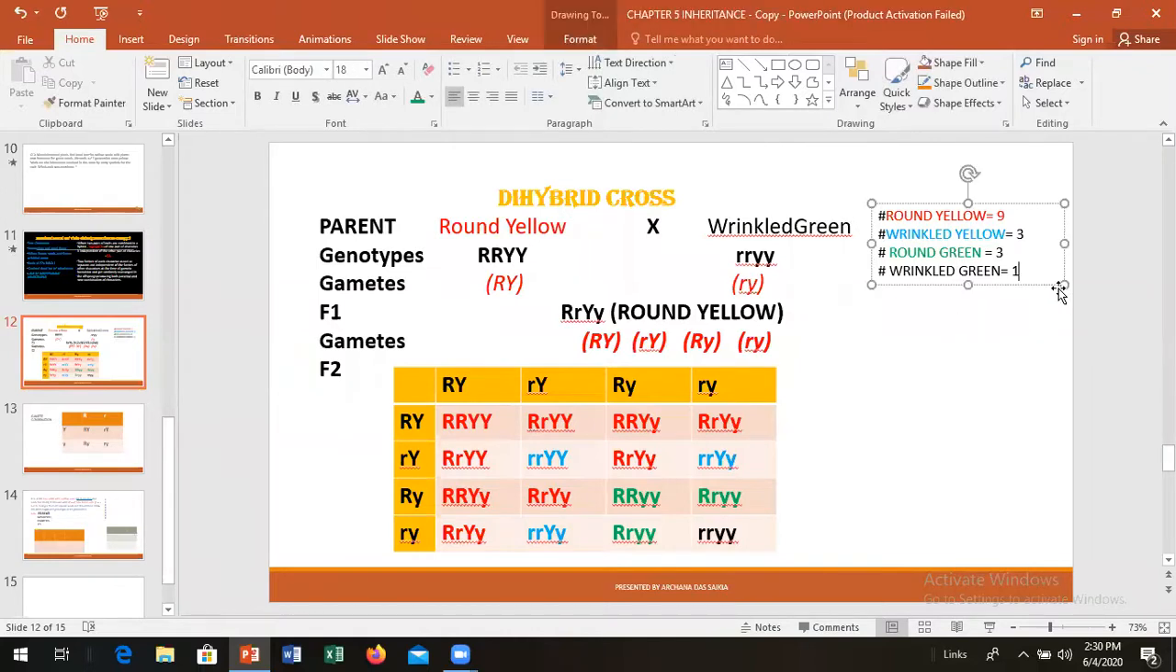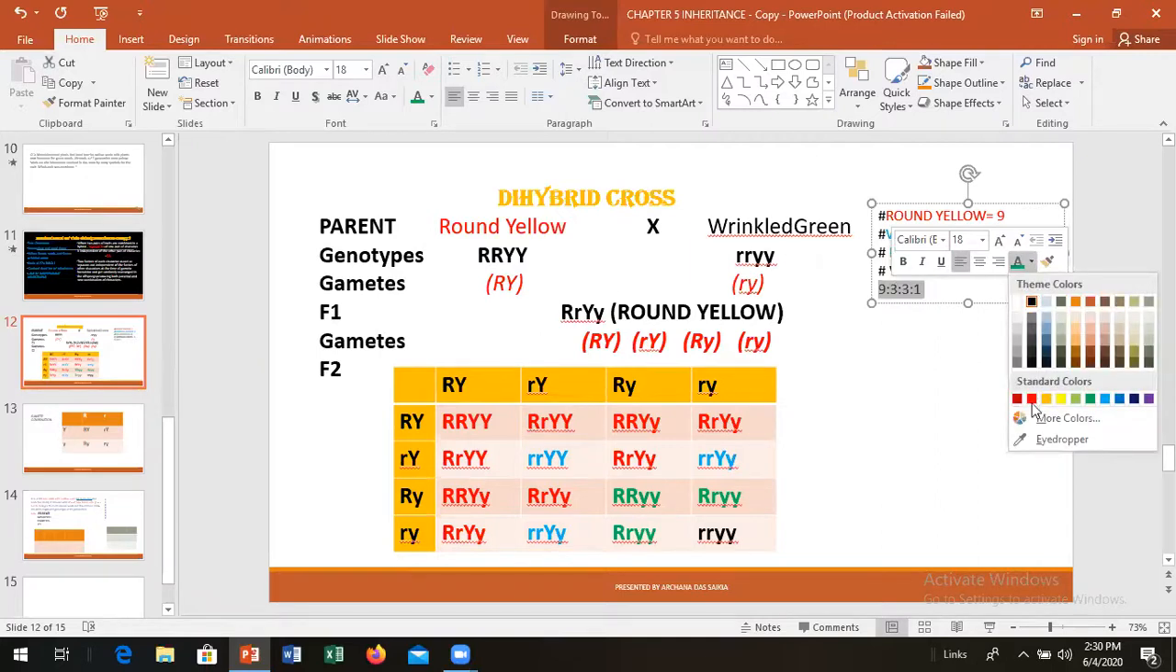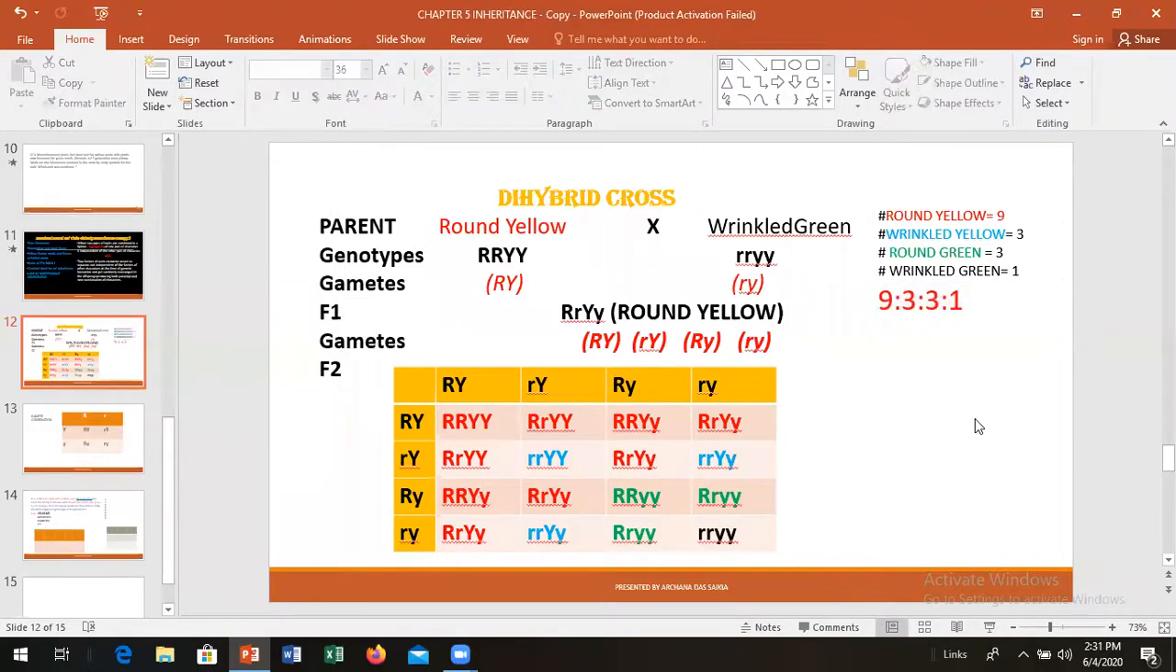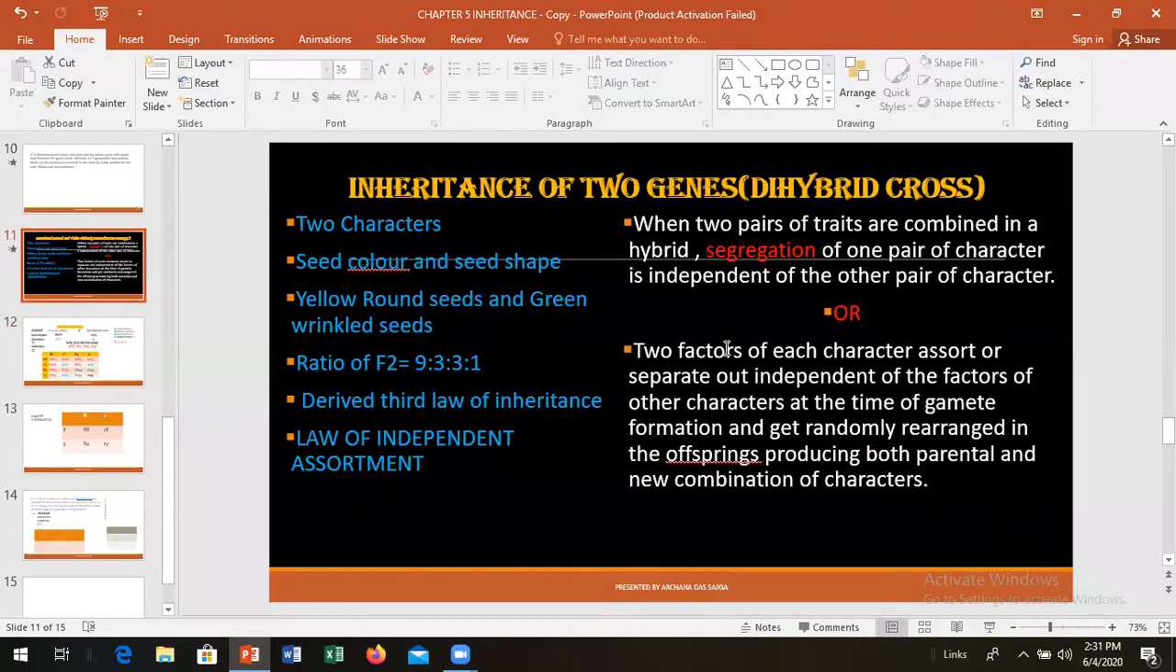So ultimately, what do we get? We get the ratio as 9:3:3:1. So that is Mendel's dihybrid ratio. This comes out as Mendel's dihybrid ratio, which I had mentioned at the beginning of the class. Now we come back to the law once more.